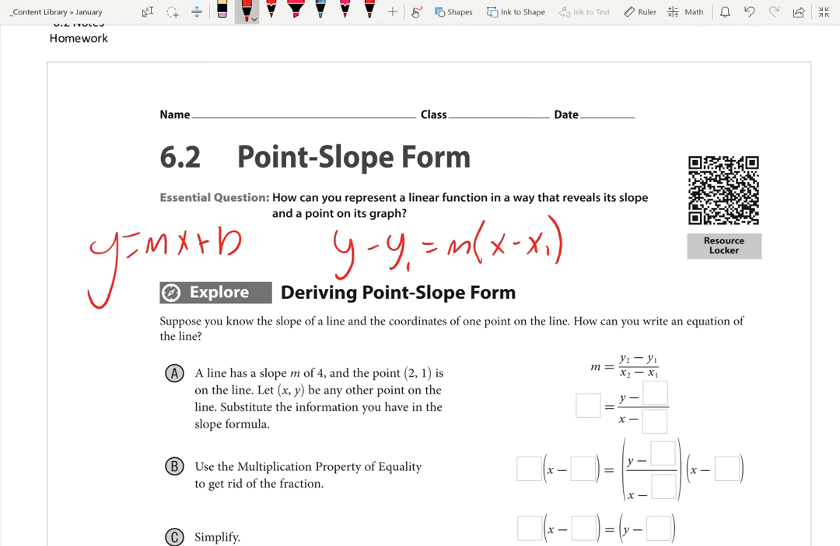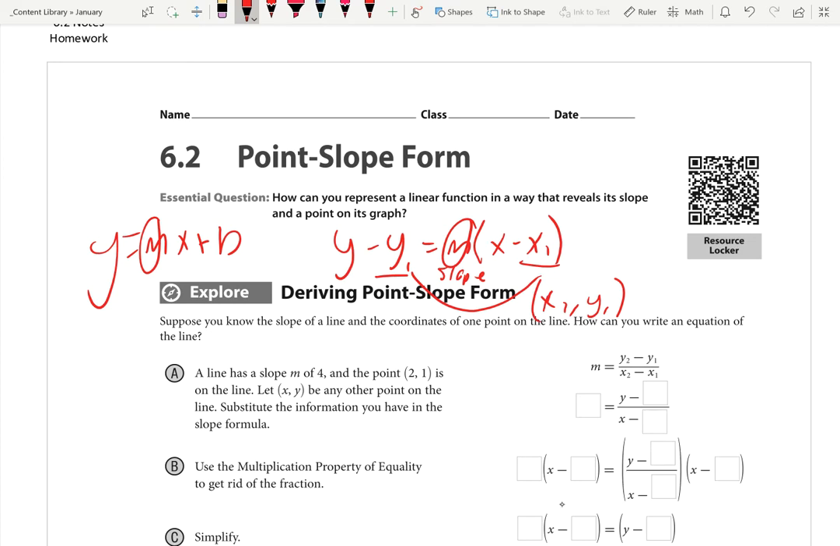Point slope form, well, guess what? It's also got a name after exactly what it has. Point slope form has a point and a slope. M is going to be the slope, just like m was the slope in slope intercept form. And our point is this x1 and y1 pair. The x1, y1 is an ordered pair, and they make up a point on the graph.